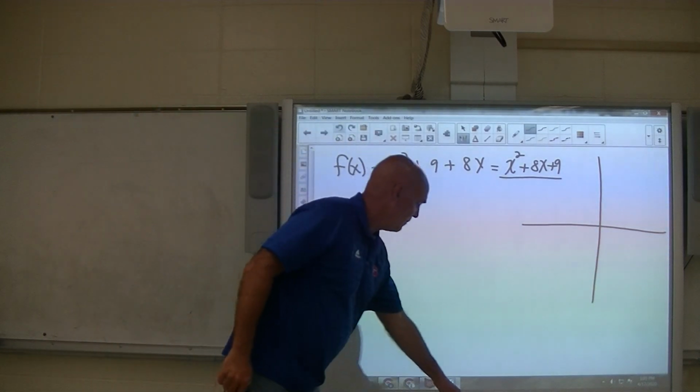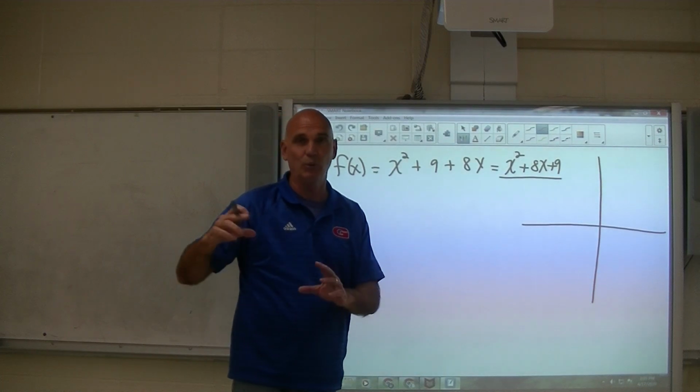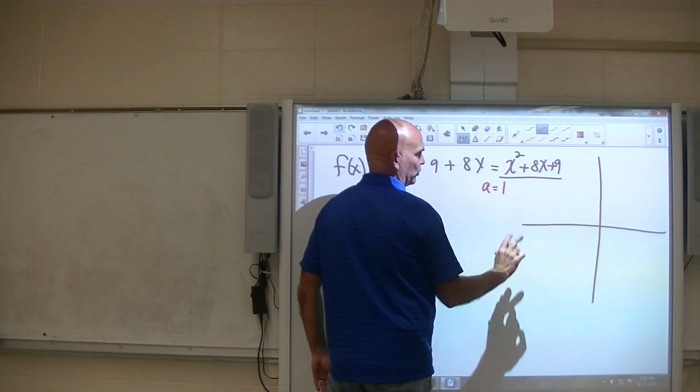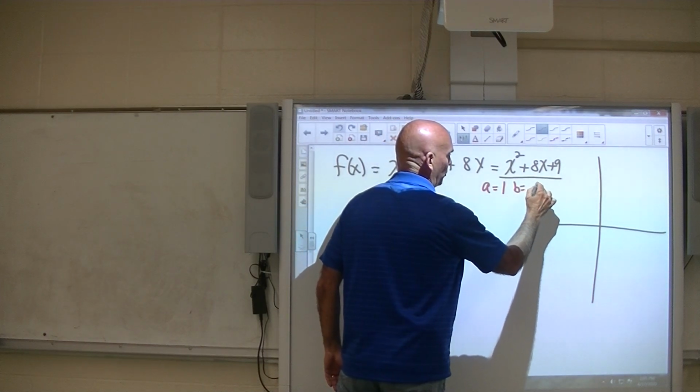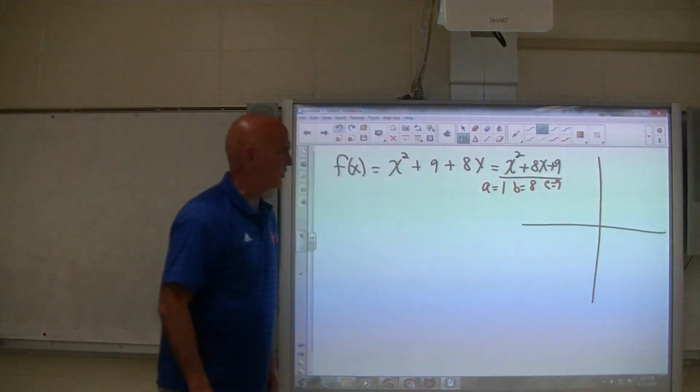One of the reasons is, in a minute I'm going to be looking for a and b, right, to do my axis of symmetry, x equal negative b over 2a, and I'm going to need to know a is equal to 1 because it's 1x squared, b is equal to 8, and of course c is equal to 9, okay? So that's why it's a good idea to have this in the correct order.